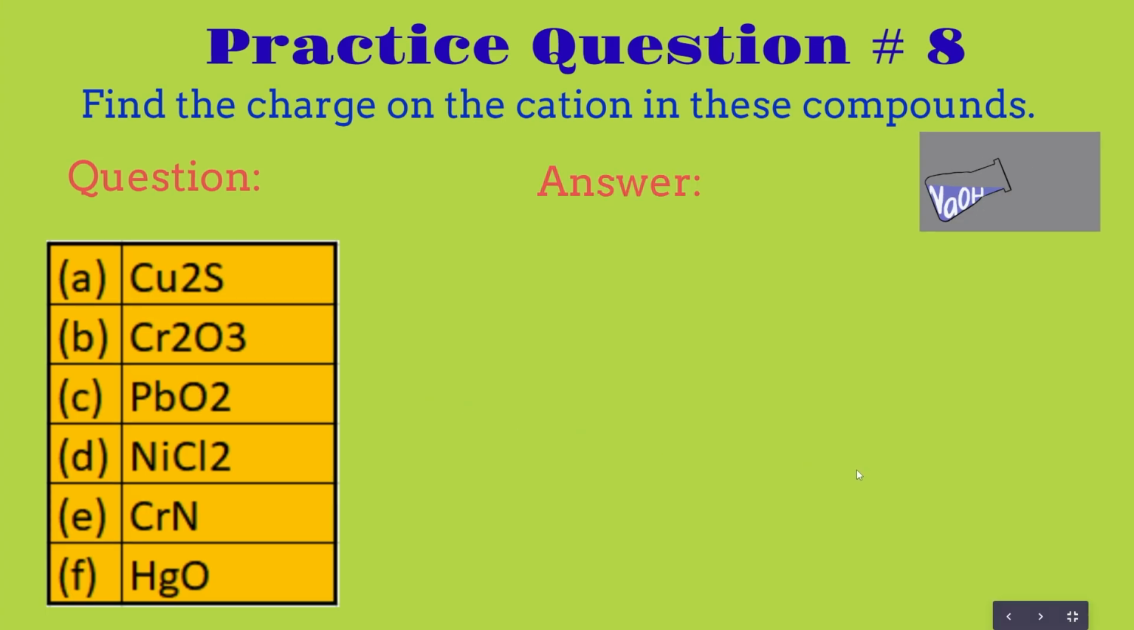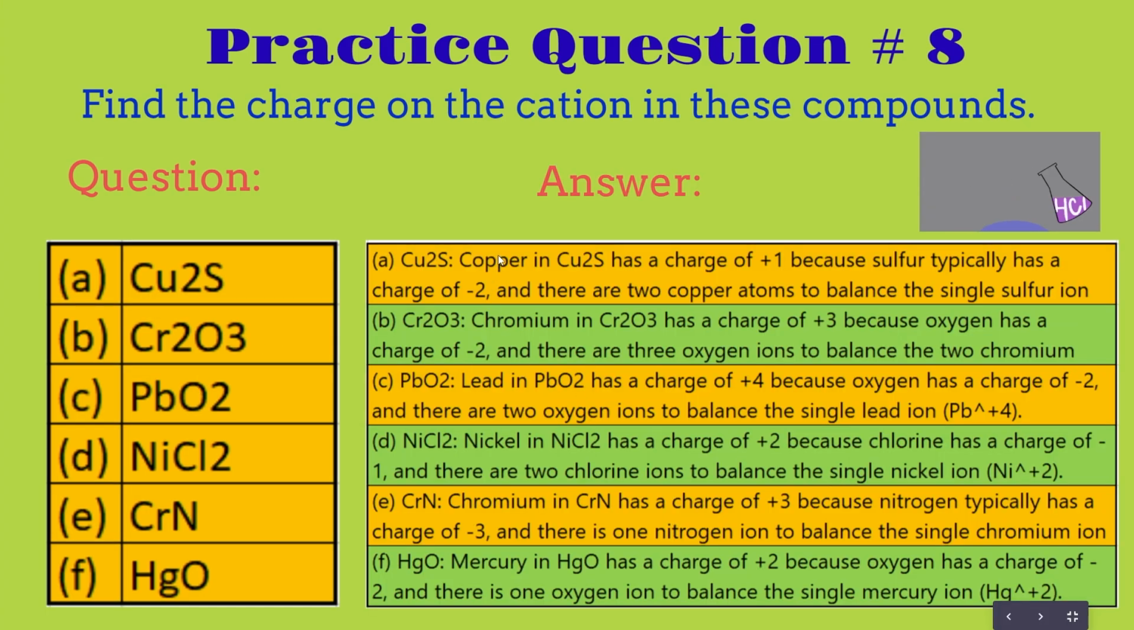So let's look at the answer. For the answer, copper in Cu2S has a charge of +1 because sulfur typically has a charge of -2, and there are 2 atoms of copper to balance out the single sulfur ion. So that's how you actually do these questions, and we're going to cover one more.